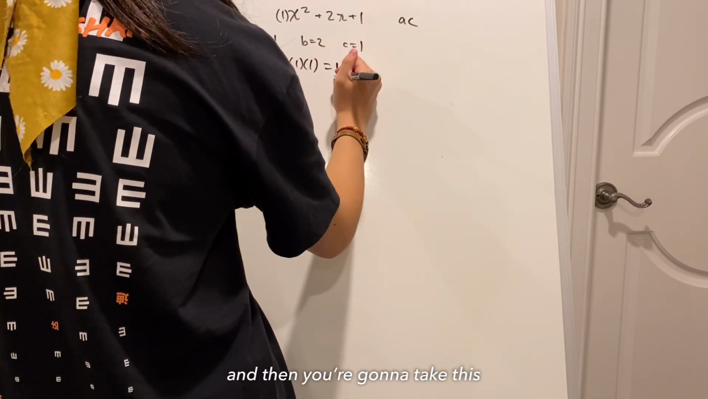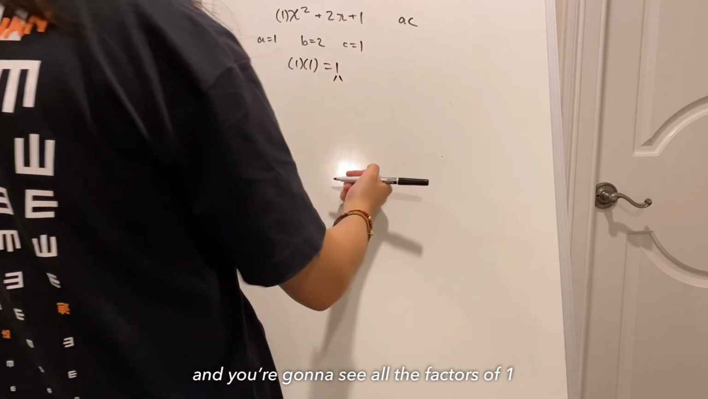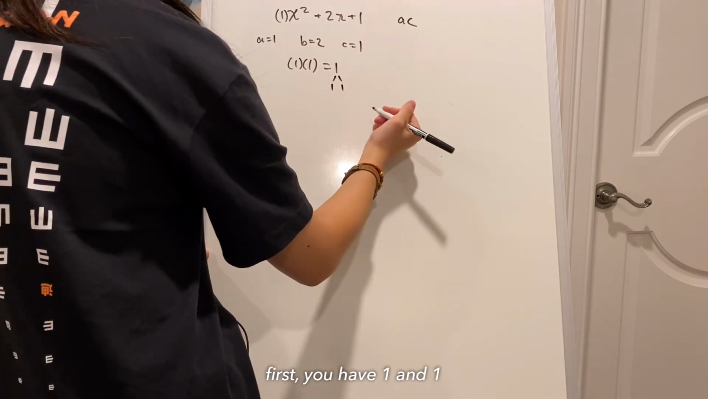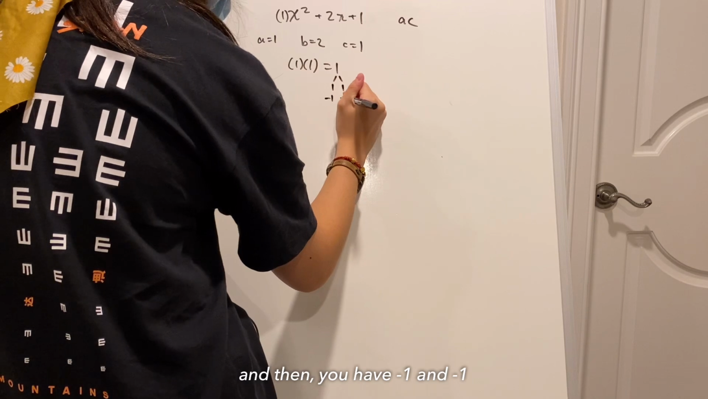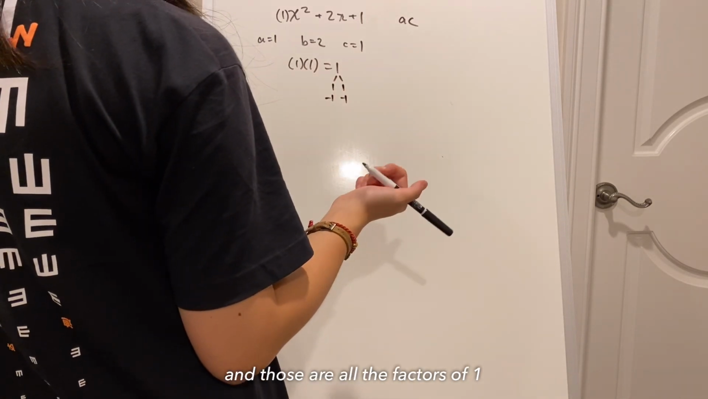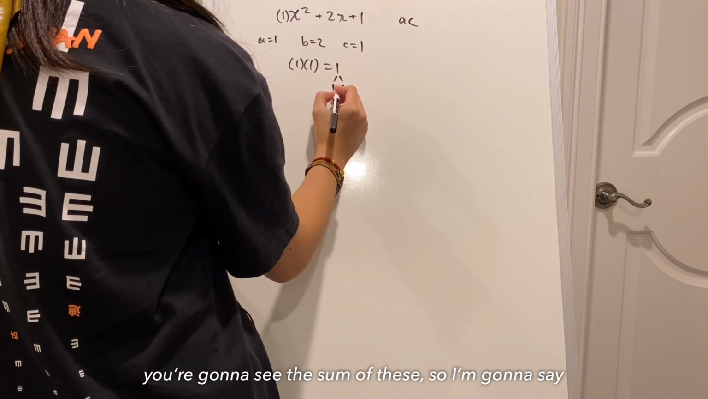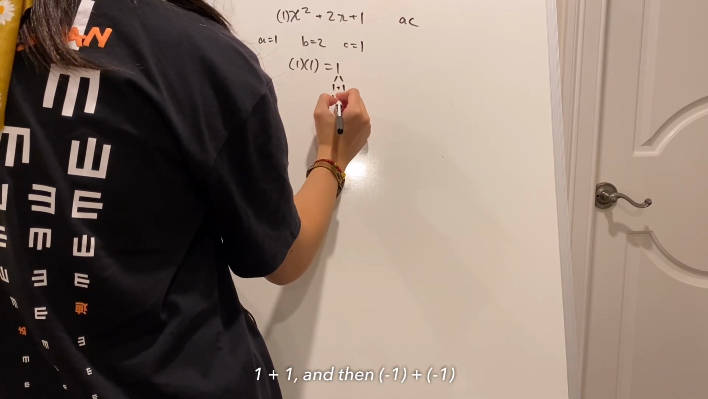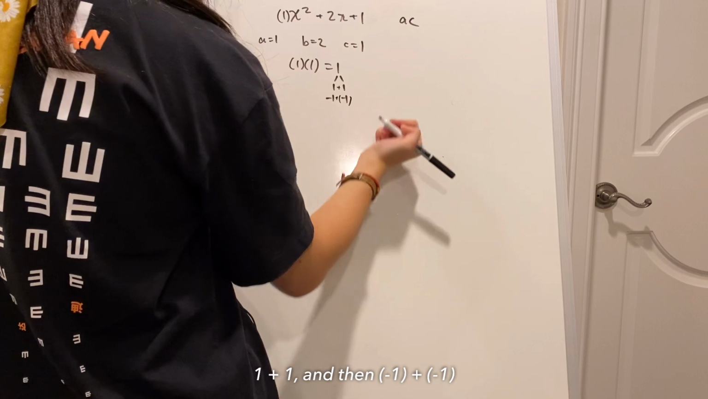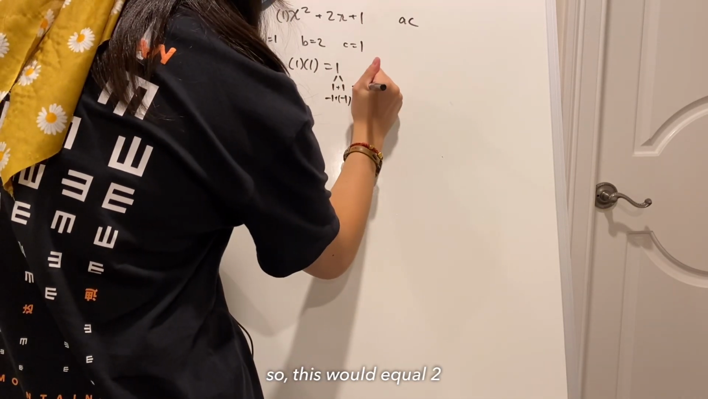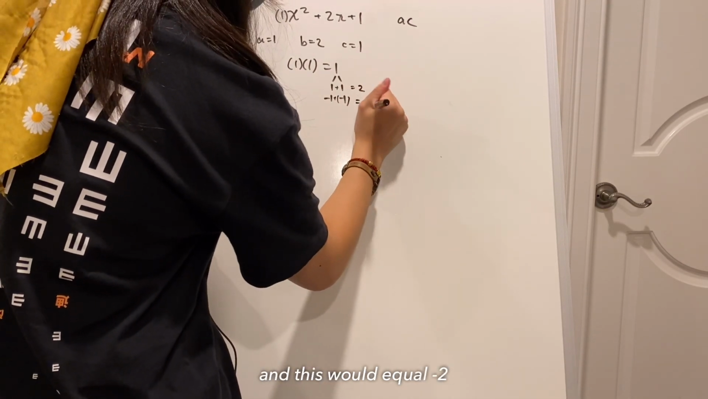And then you're going to take this and see all the factors of 1. First you have 1 and 1, and then you have negative 1 and negative 1. And those are all the factors of 1. So then you're going to see the sum of these. So I'm going to say 1 plus 1 and then minus 1 plus minus 1. So this would equal 2, and this would equal negative 2.